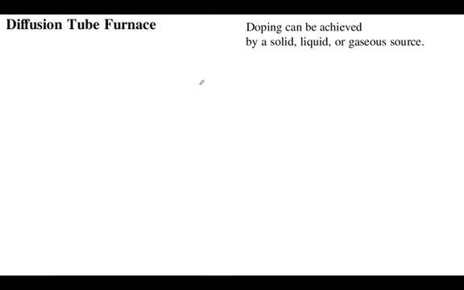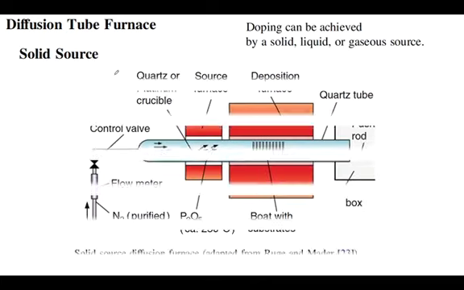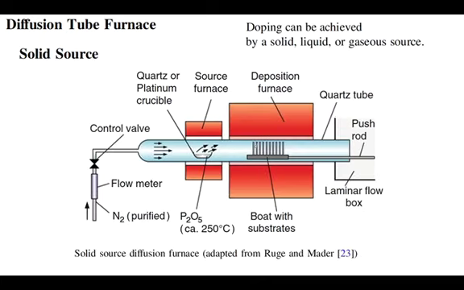Now, how do we do this? Doping can be achieved by a solid, liquid, or gaseous source. So your dopant source can be solid, liquid, or gas. There are several techniques I'll show you, but one of them is the diffusion tube furnace. So you take a furnace and a solid source, and this is the furnace. It's a tube, right?